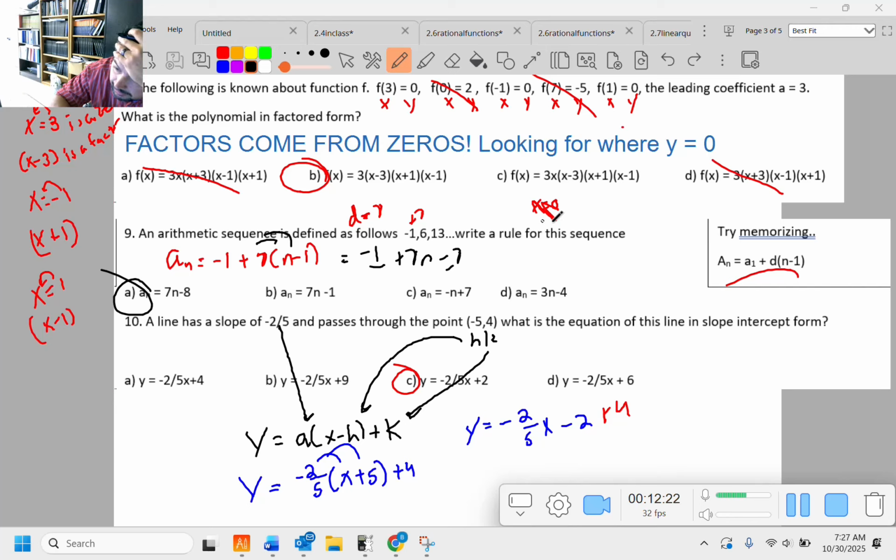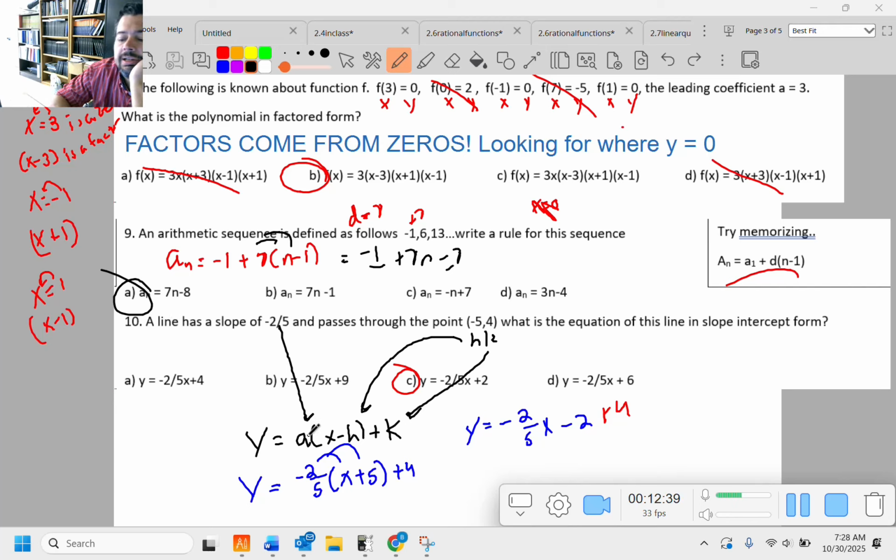Number 9, I figured out that the difference was 7. And I know the first term is negative 1, so I just plugged those into the formula over here. Nothing more. Did the distributive property. And if you add negative 1 and negative 7 together, you'll get negative 8.